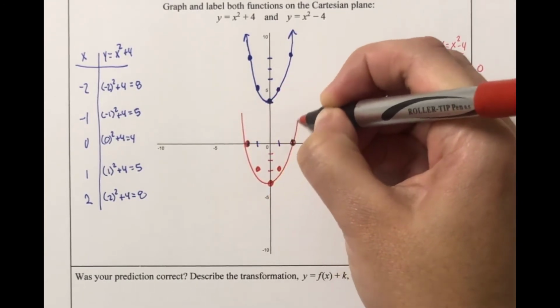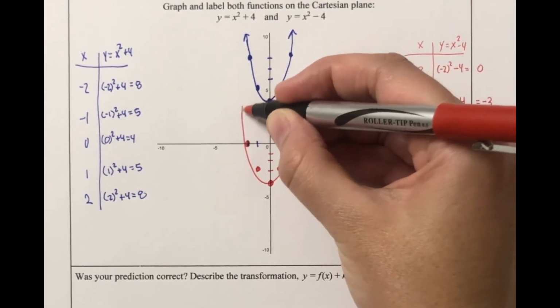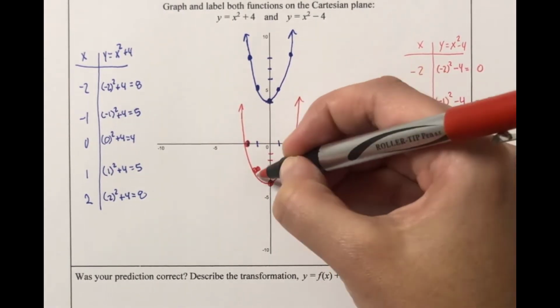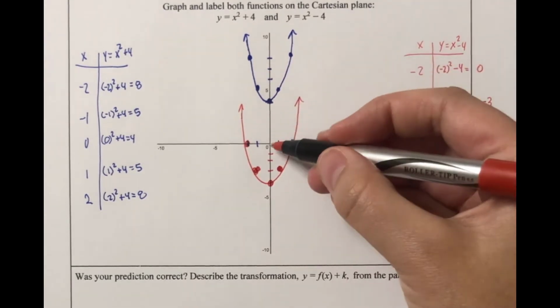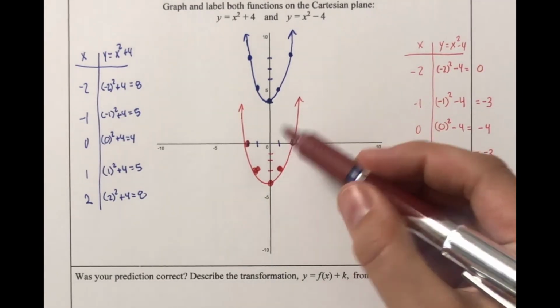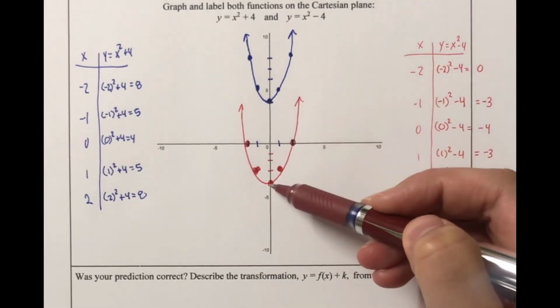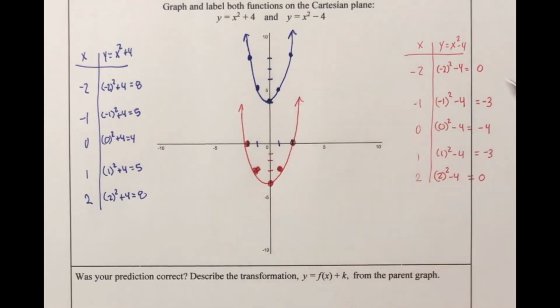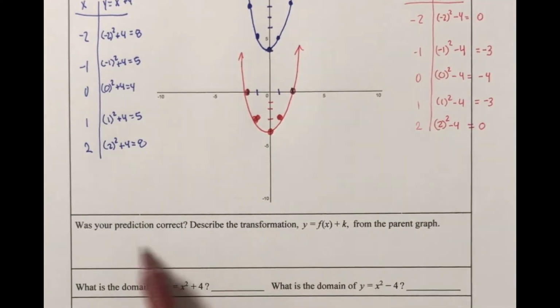Look at that one. It is the same shape parabola, but it has shifted down. It has moved down from the origin. Our original parabola was centered right here at 0, 0. But when we subtracted 4, it shifted down 4. When we added 4, it went up 4. So let's generalize this.